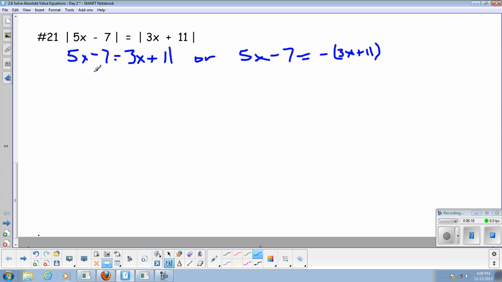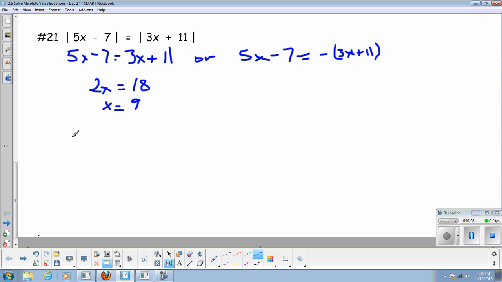So let's solve the two equations. On the left side, I'm going to now combine my variables. 5x minus 3x is 2x. I will add 7 to both sides. They are like terms. 11 plus 7 is 18. Divide both sides by 2. I have a solution that says x equals 9.